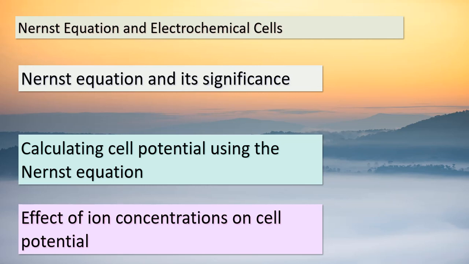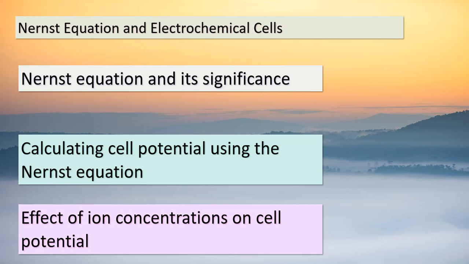The equation is E = E° − (0.0592 V / n) log Q, where E° represents the standard EMF, n is the number of electrons transferred, and Q is the reaction quotient. Remember, pure solids are excluded from the expression for Q.